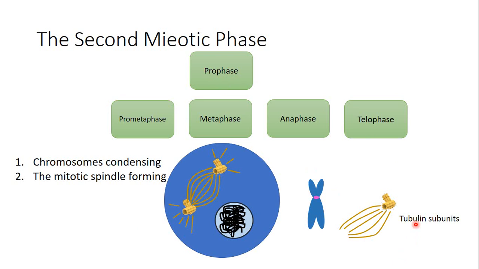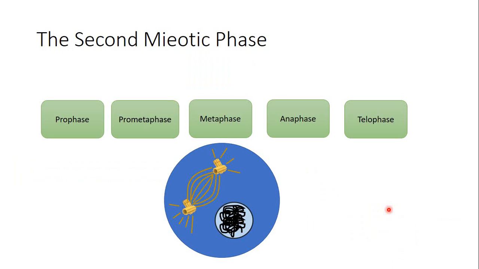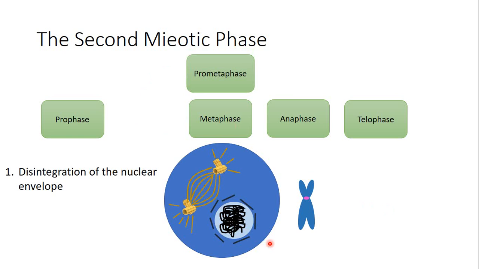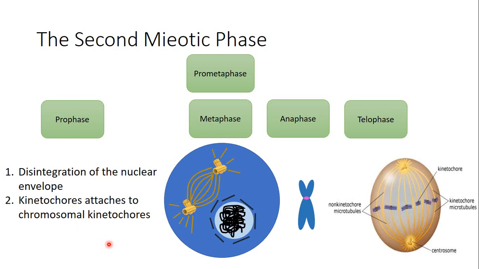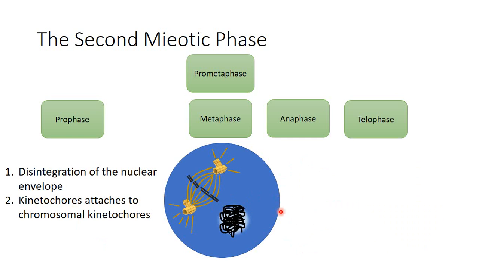The spindle is forming and the DNA material is being condensed. These are the tubulin subunits, as I showed you before. These tubulin subunits are being synthesized by the centrosomes. In the pro-metaphase, which is the second subphase of the second meiotic phase, the nuclear envelope is disintegrated, and then the DNA material will be placed on the spindle. The chromosomes attach to the spindle at the kinetochore, like this. But here I won't have pairs of chromosomes anymore, but single chromosomes made up of 2 sister chromatids, as you see here.